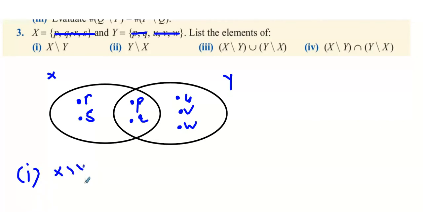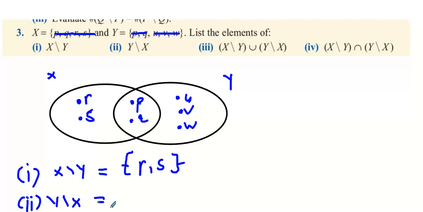Okay, part 1. X less Y is everything in X that's not in Y, which is simply R and S. It has to be inside X, but is not allowed to be inside of Y. Part 2. Y less X equals everything in Y that's not allowed inside of X, which is going to be U, V, and W.